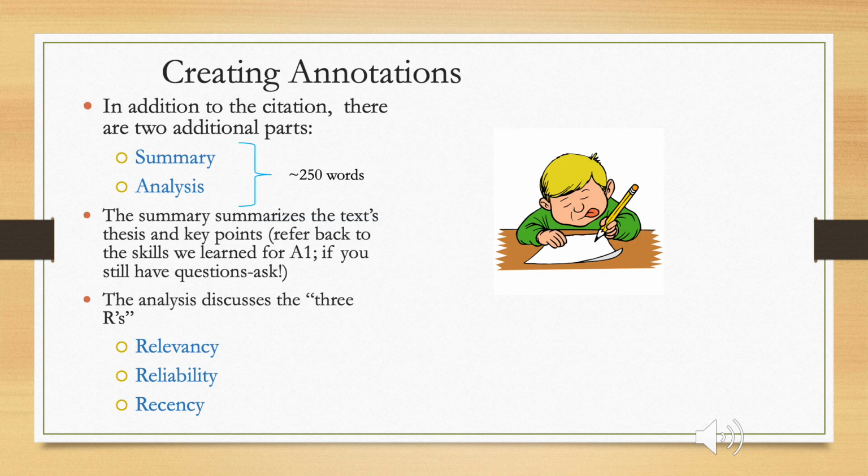So when you're creating your annotations, each annotation is going to be 250 words. Half of those 250 words will be the summary of that source. So, what is this source saying? What are the key points? And then the other half is an analysis. So, the analysis is going to discuss the 3 R's. The 3 R's are relevancy, reliability, and recency.